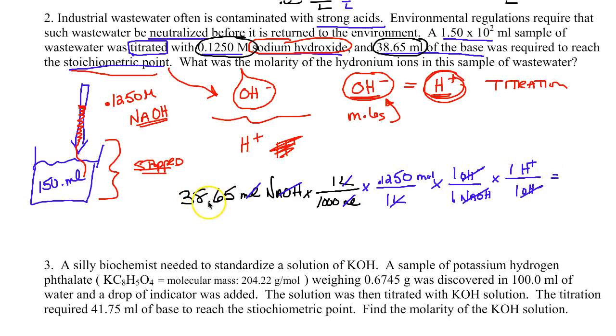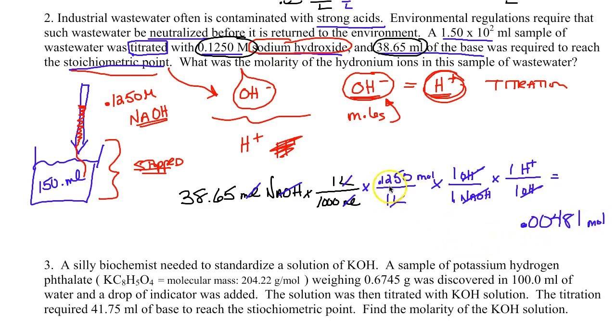So we do 8.65 divided by 1,000 times 0.1250, essentially times 1. That's all the ratios there. And again, it seems like I'm doing a lot of work here to get to 1, but it's definitely a good check to make sure you're thinking correctly. And what I get is 0.00108, and that's moles of H plus.